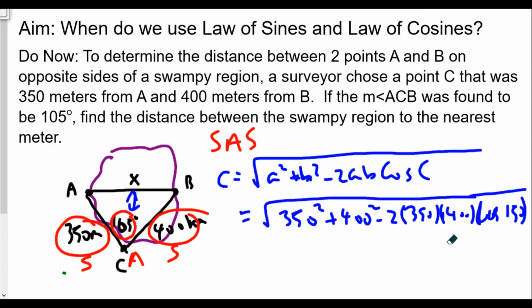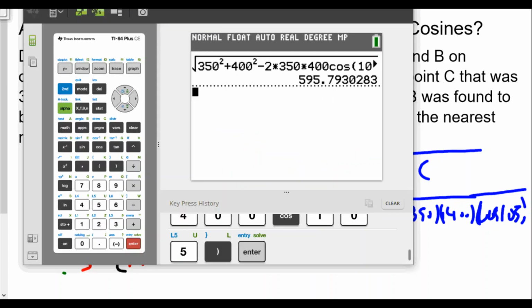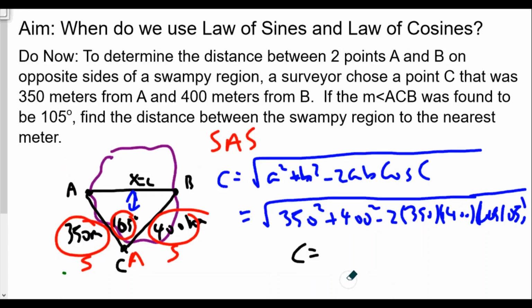So first, let me make a correction here. It's not going to be 150 degrees. It should be 105 degrees. My apologies for that. So 105 degrees. But let's double check to make sure that our measurement C in this case, well, X equals C, is equal to, I think we said 595.7, yes, 596 feet.